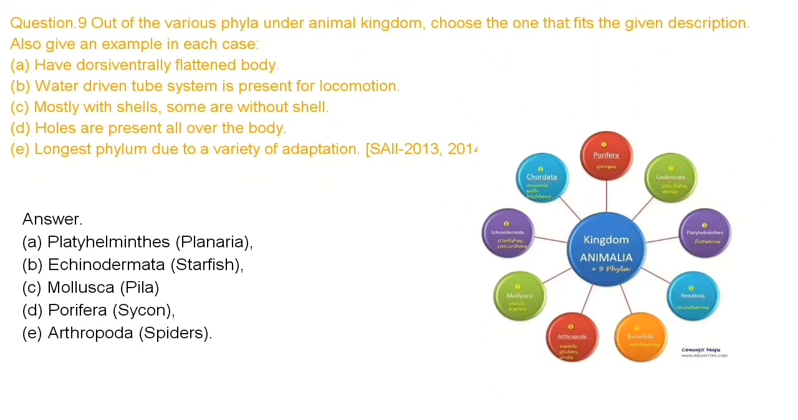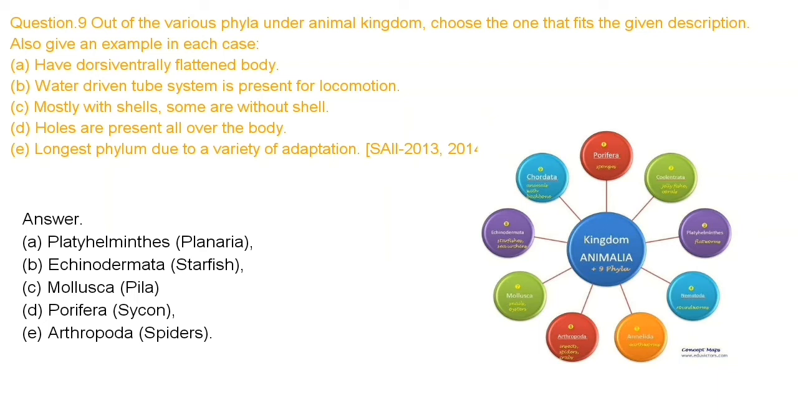Out of the various phyla under the animal kingdom, choose the one that fits the given description. Also give an example in each case. A phylum here is a taxonomic rank at the level below kingdom and above class, especially for animal groups. The first one, A, asks for a dorsiventrally flattened body. The answer is Platyhelminthes and the example is planaria. Platyhelminthes is a phylum of invertebrates that comprises the flatworms.